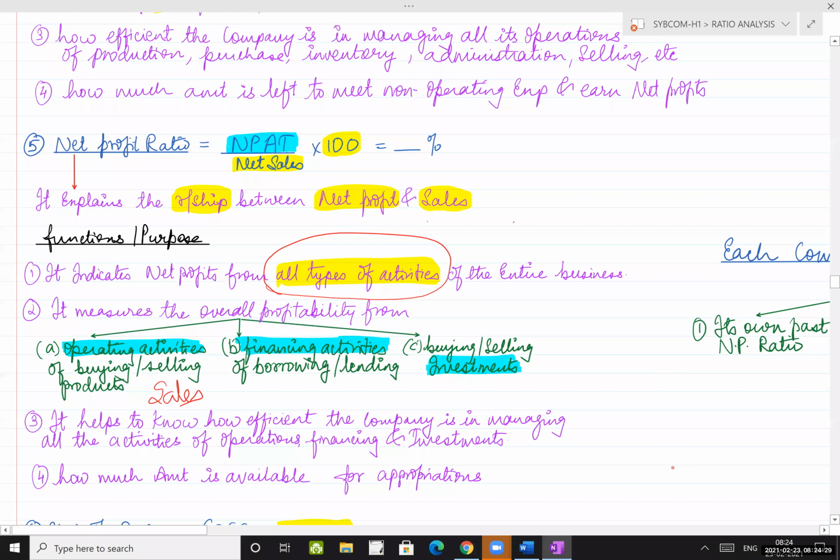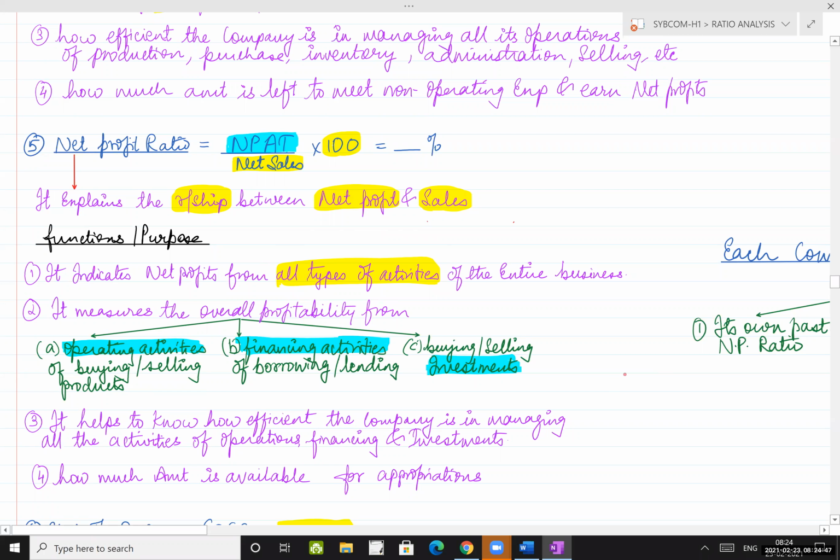So operating activities means, if someone asks you what is operating activity, your answer should be it means buying and selling of goods. Then, of all types of activities, second comes financing activity. Now, what are these activities? Borrowing and lending of funds.